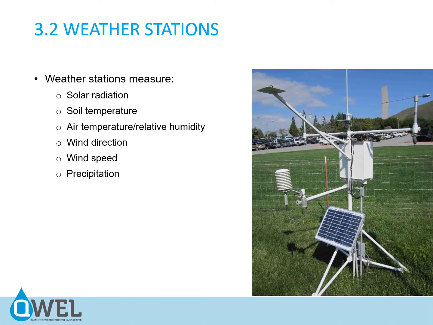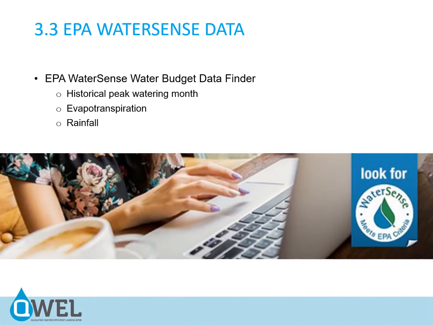3.2 Weather stations. Weather stations measure solar radiation, soil temperature, air temperature, relative humidity, wind direction, wind speed, and precipitation. 3.3 EPA WaterSense data. The EPA WaterSense Water Budget Data Finder contains historical peak watering month data, evapotranspiration, and rainfall.